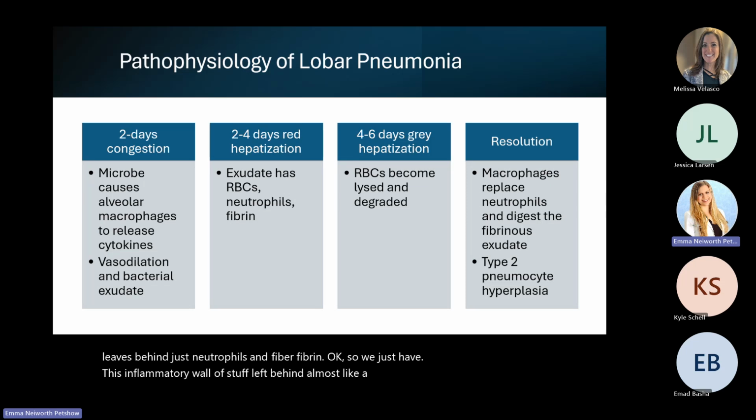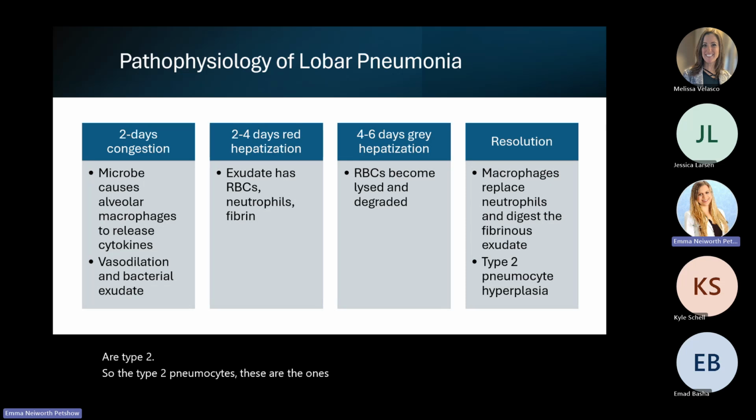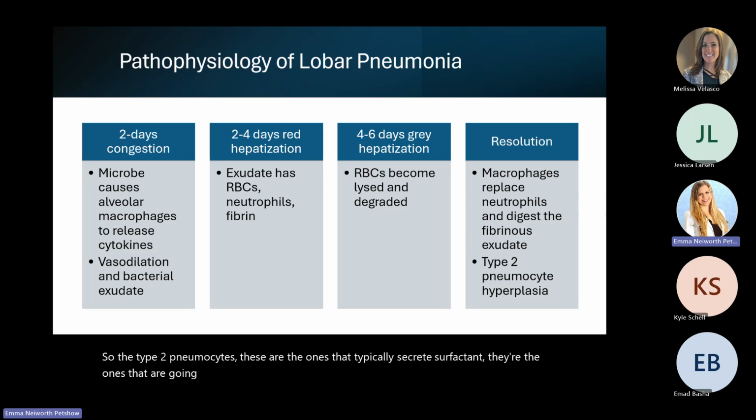And then finally, we have resolution that occurs. This happens as macrophages replace the neutrophils present, so less direct acute inflammation. They break down the debris left behind. They restore the normal architecture. The cells that are going to restore the pneumocytes, our cells that line our alveoli, are type 2. So the type 2 pneumocytes, these are the ones that typically secrete surfactant. They're the ones that are going to replenish the type 1 pneumocytes, which line the wall of the alveoli. So type 2 are the replenishers. Okay. They can differentiate into type 1 as needed. So that's a key component.